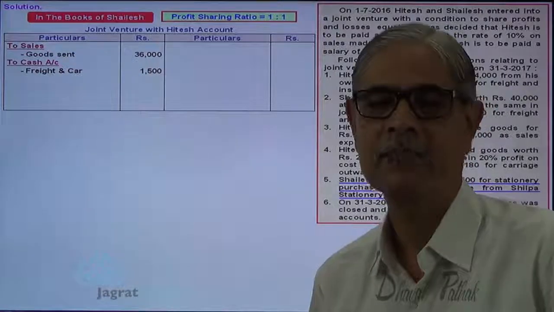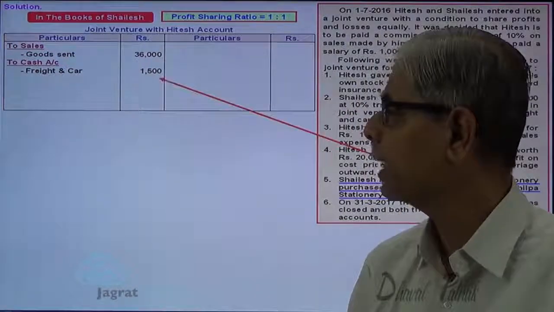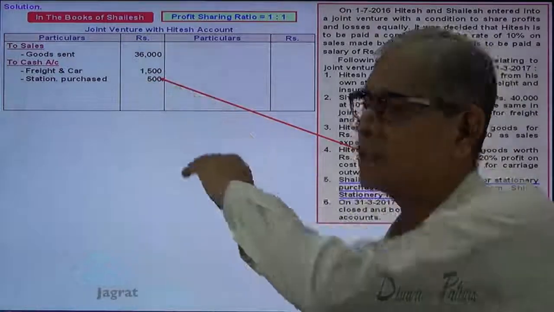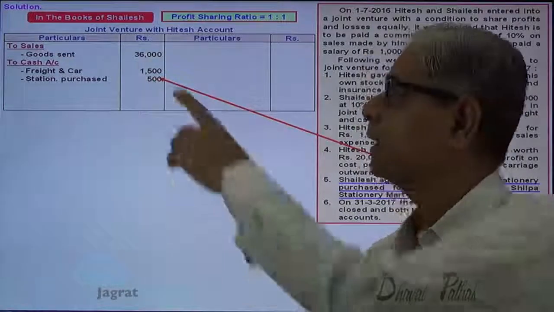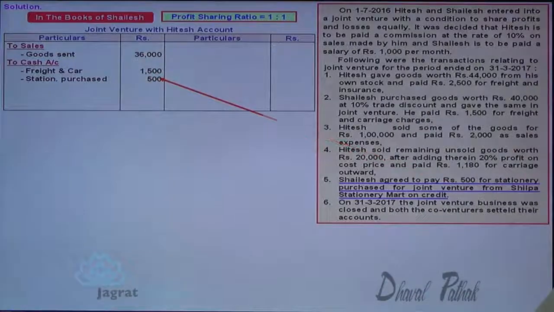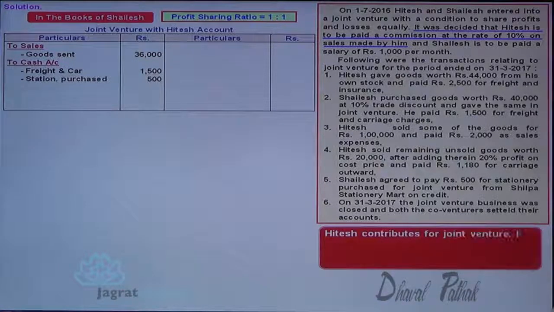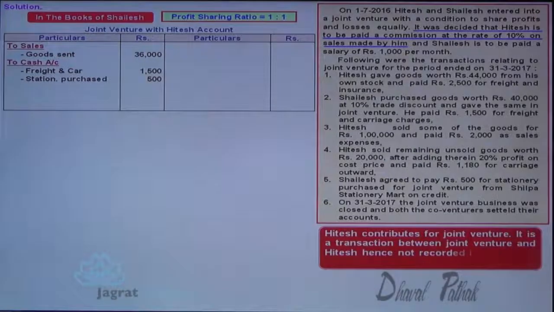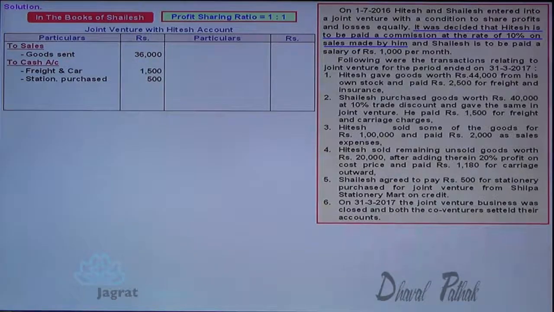So joint venture business with Hitesh account debit to stationery account credit. So stationery purchase, or if I have paid cash for that, then cash account is to be recorded. Now commission, 10%. Who is entitled to commission? Hitesh is entitled to commission. It is a transaction between Hitesh and joint venture, not recorded in the books of Shailesh. Hitesh contributes his sales services to the joint venture business. It is a transaction between joint venture business and Hitesh, not recorded in the books of Shailesh.